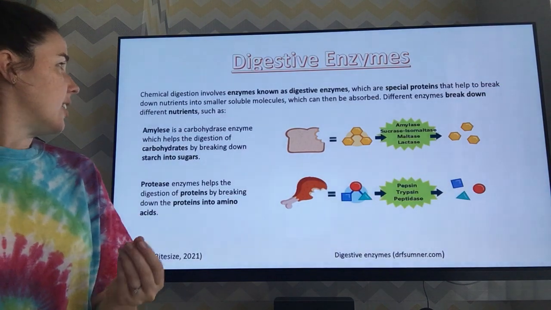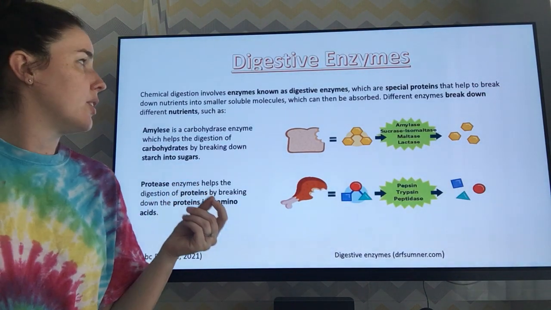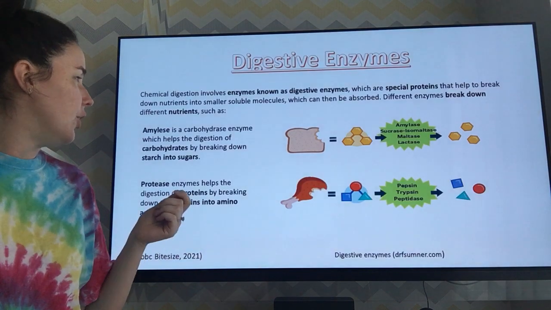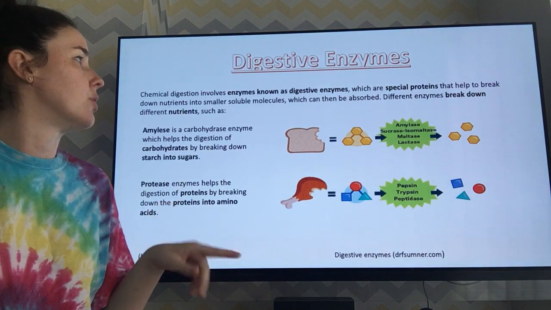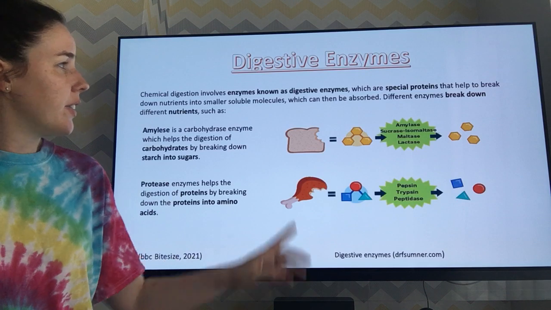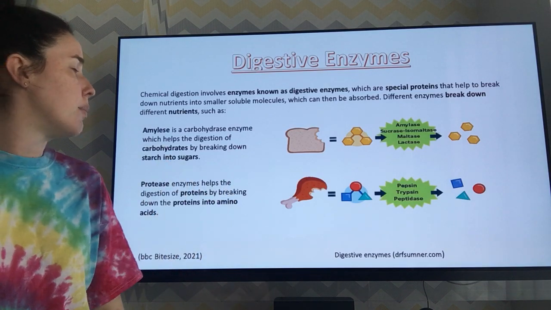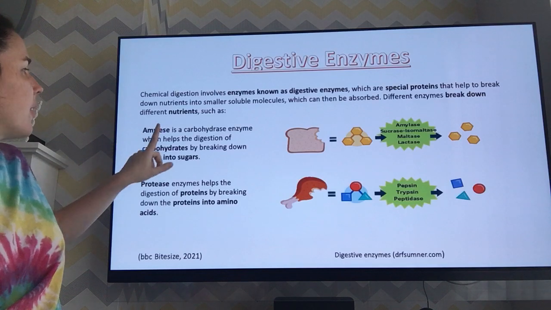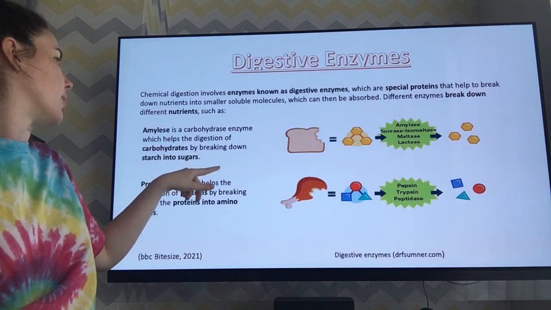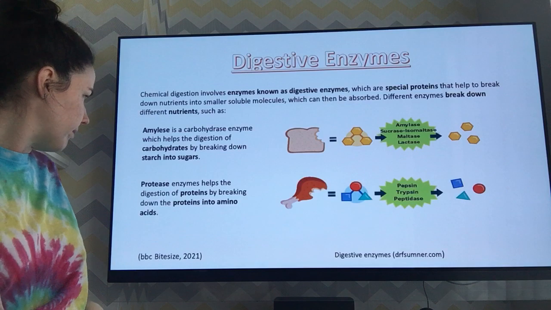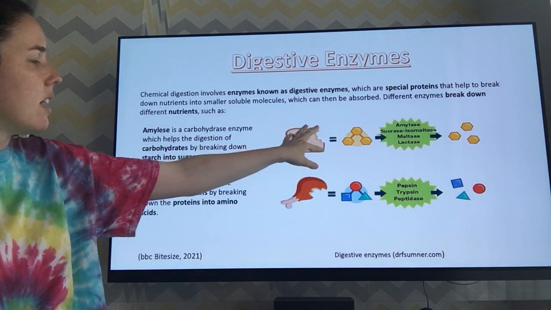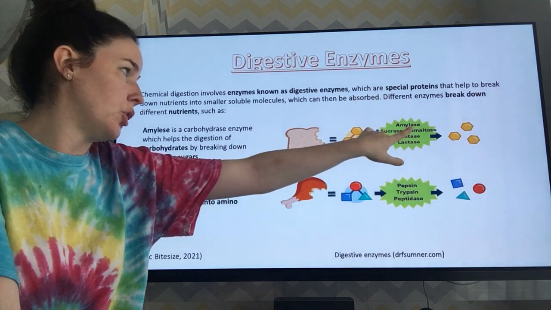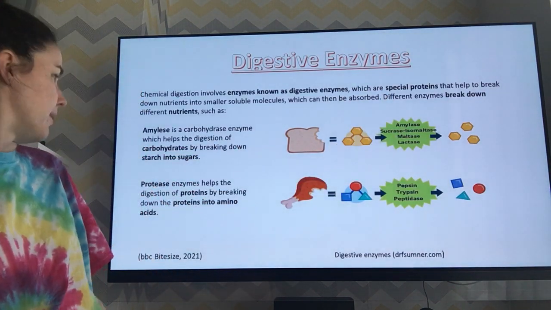So for chemical digestion, it involves enzymes known as digestive enzymes. These are special proteins that help to break down nutrients into smaller soluble molecules, which can then be absorbed. Different enzymes break down different nutrients, such as amylase, which is a carbohydrate enzyme. This helps with the digestion of carbohydrates by breaking down the starch into sugars. As you can see, the bread is the carbohydrate, the enzymes get involved, and simple sugars are made.